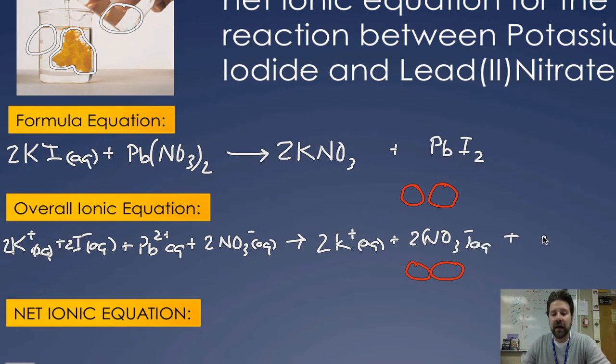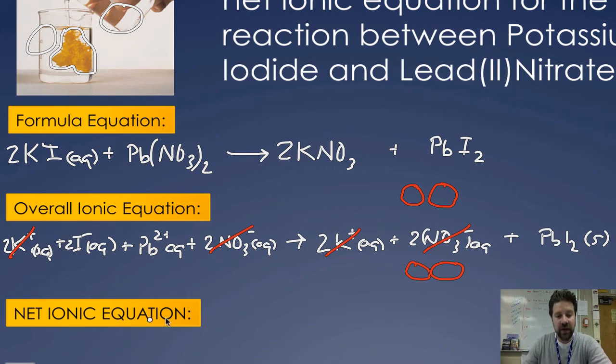The only thing that's not aqueous was this PbI2. That was a solid, which means that is our precipitate. So how do we go from this ionic equation to a net ionic equation? Well, that's pretty easy. All we have to do is take a look at our ions, and wherever you see the same ion on the reactant side and the product side, we get to cancel it out. So for example, I have 2 K+ here and 2 K+ there, so those go away. I have 2 NO3- here and 2 NO3- there. That goes away.